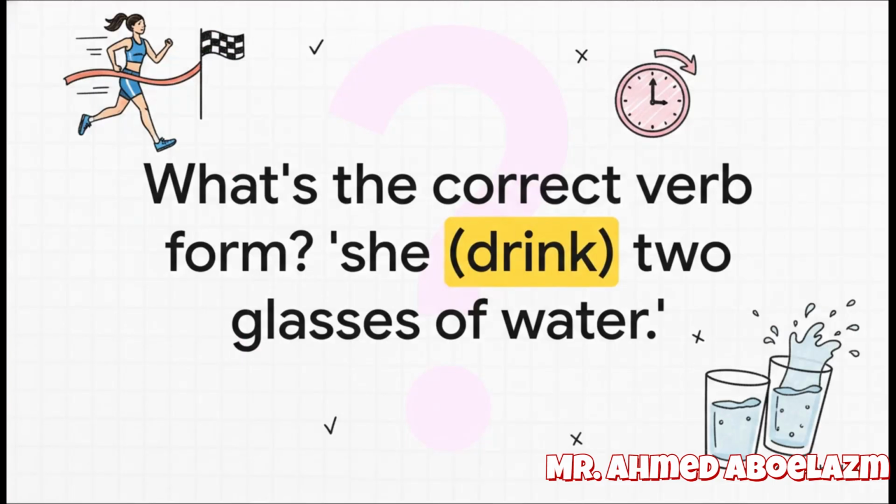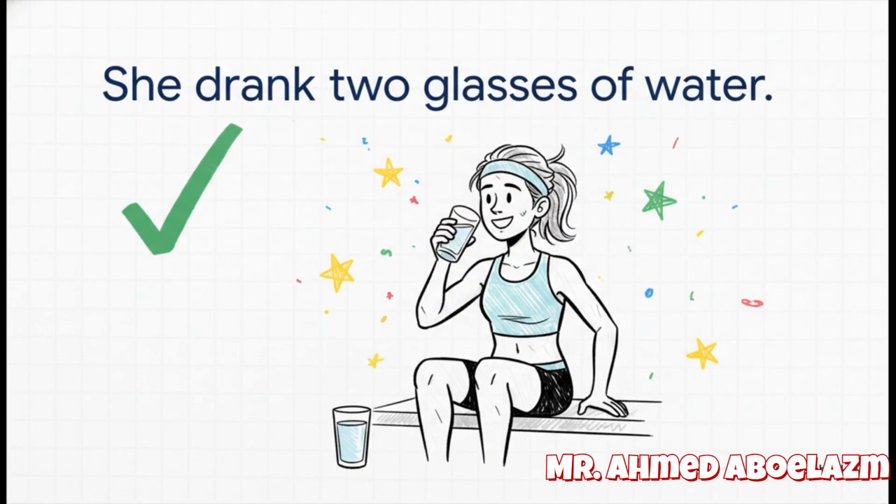After she finished the race, she drank two glasses of water. The action is clearly in the past. So what's the correct form of the verb drink? Take a second and think about it. And the answer is drank, of course. Drink is an irregular verb, and its simple past tense is drank. She drank two glasses of water. Sounds perfect, doesn't it? Awesome job if you got that right.